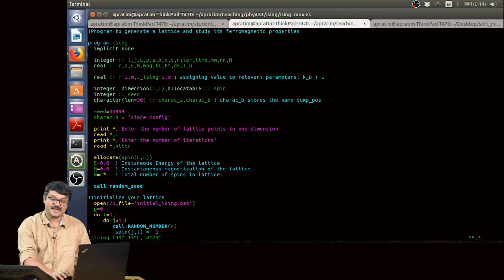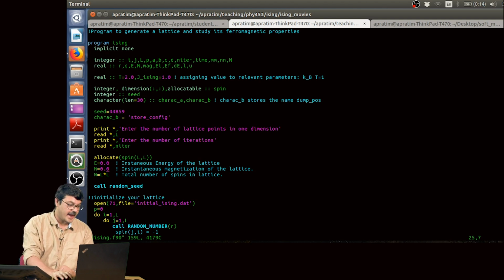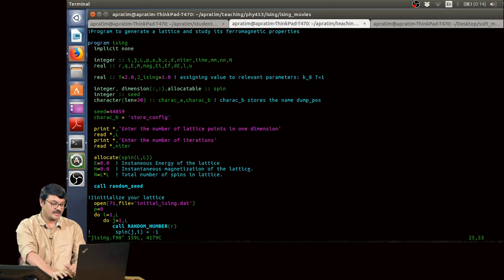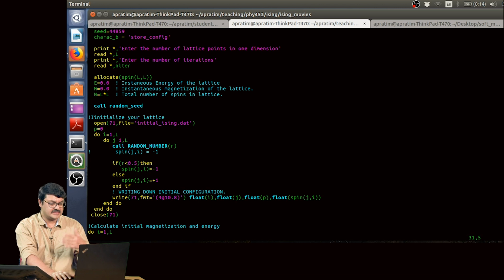The magnetization, not the thermodynamic magnetization, the instantaneous magnetization. If you sum over all the spins, some are plus, some are minus, what is the total magnetic moment, what is the total value of the spin of the lattice? That is what M is measuring, the instantaneous magnetization of the lattice, the instantaneous value of spin of the lattice, right. Here I have defined N, the total number of spins, to be L cross L, L being the number of spins along one particular direction. Here I am calling a random number seed basically to generate a set of random numbers.